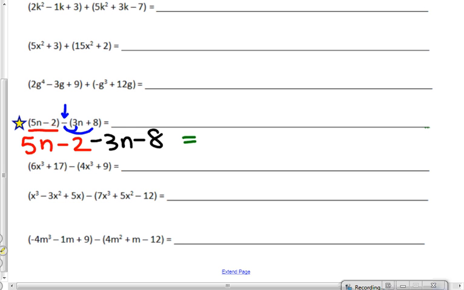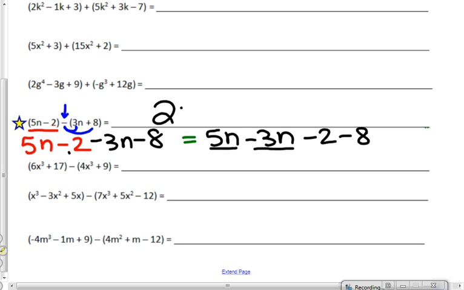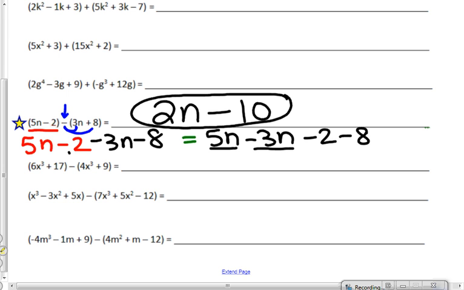So you can rewrite it and say 5n minus 3n are going to be paired up. -2 and -8 are going to be paired up. Now put your final answer on the blank. What's 5n take away 3n? And what's -2 and -8? It's like -2 and -8 is -10. So -10 would be your final answer for that one with the star.